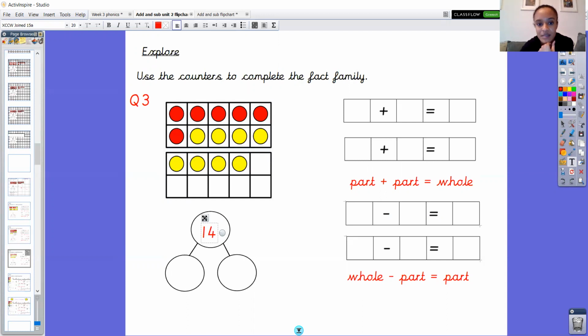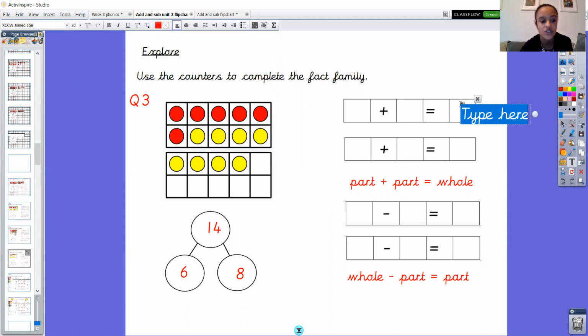Now I want to find out what my red part is and what my yellow part is. For my red part, I'm going to count them. 1, 2, 3, 4, 5, 6 is my red part. And my yellow part, I've got 1, 2, 3, 4, 5, 6, 7, 8. Okay, so now I've found out what my parts and my whole are, I can go straight in and do my number sentences.